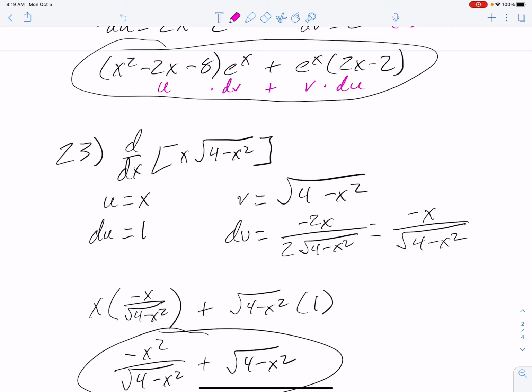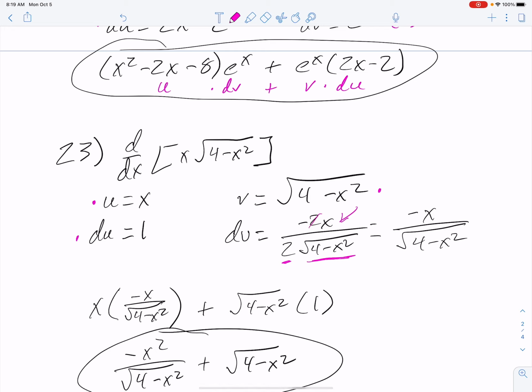Number 23, again, I see 2 variables. I can tell that x is being multiplied by square root of x. There's no addition or subtraction between x and the square root, so this is going to be a product rule. My u value is x, its derivative is 1. My v value is square root of 4 minus x. So I used the shortcut, the derivative of what's inside the square root over 2 times the original square root.